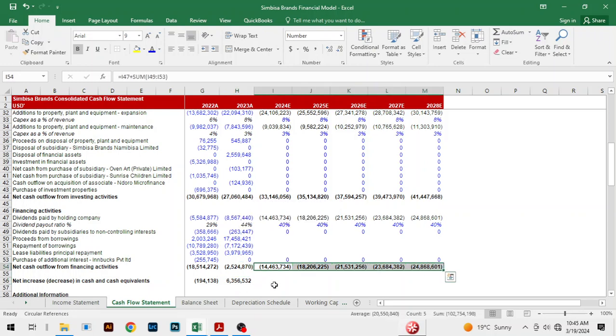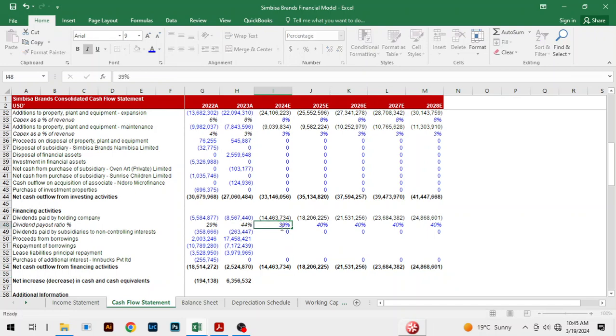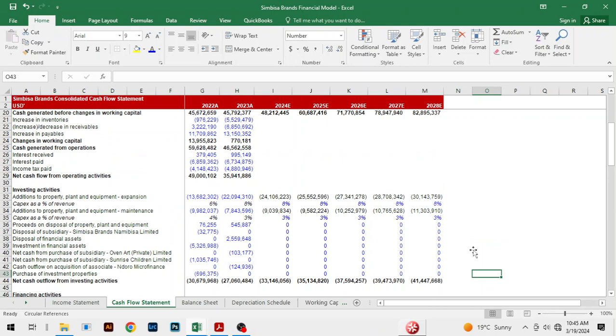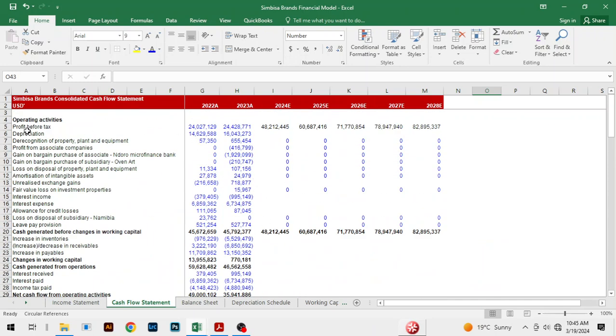So here let's just ignore that. Right, so here we can even put it 39%. Okay, 39%. Right, so now we want to project depreciation. There are two ways to project depreciation. We can even take depreciation as a percentage of revenue, which is the easiest way to project depreciation.